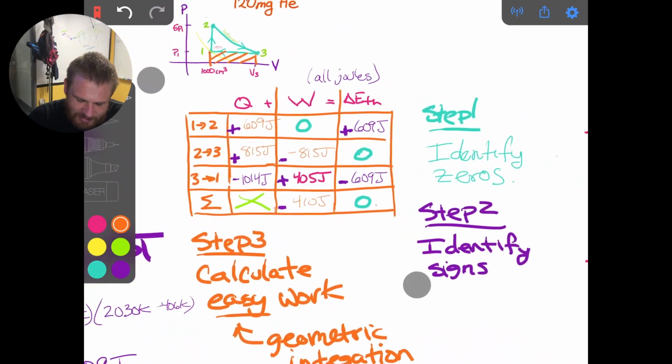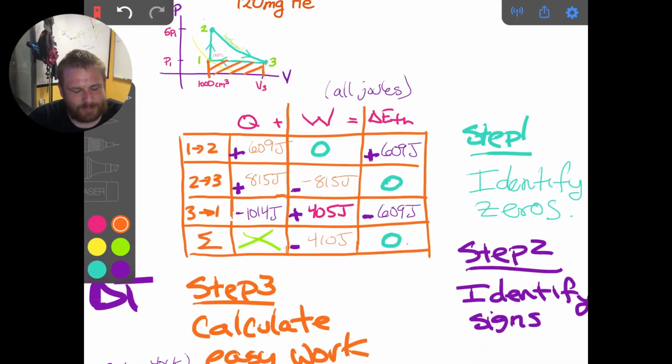It is a long process, but reviewing the steps one more time. Step 1, we identify the 0. Step 2, we fill out all the signs in the boxes that we can. Step 3, we calculate the easy work. And then step 4, you do what you've got to do to get the rest done. For now, our only tool that we have left is to calculate the change in the thermal energy using nCv delta T.